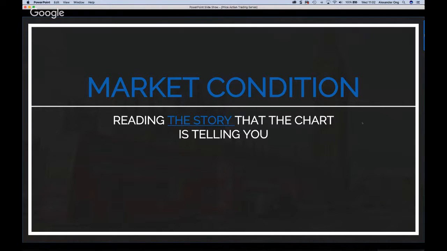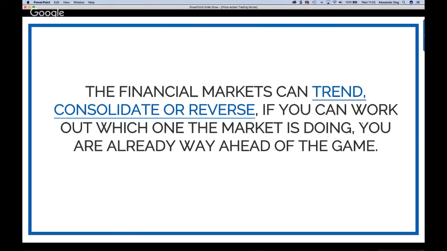So, market conditions. The financial markets can trend, consolidate, or reverse. All right, if we can work out which one the market is doing, then we're already way ahead of the game. You see, what happens is a lot of new traders find a strategy that they like, and then they trade it blindly. Let's say, for example, a trader finds a trend trading strategy, okay? They will trade that no matter what. So even if the market's in a consolidating range-bound market, they'll still try and buy breakouts and then wonder why they've been stopped out.